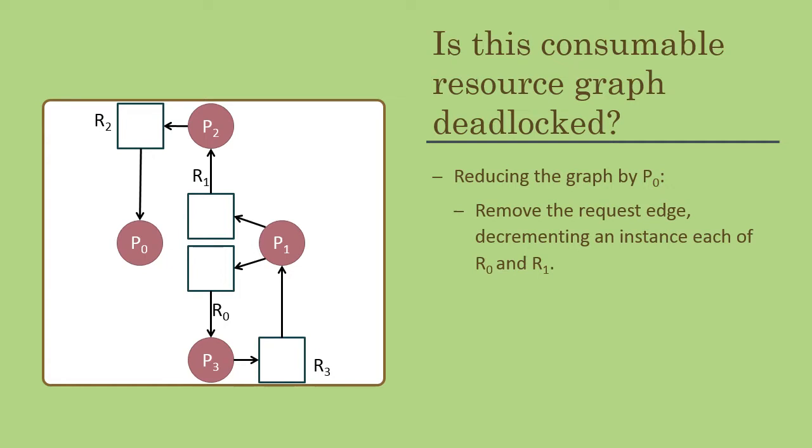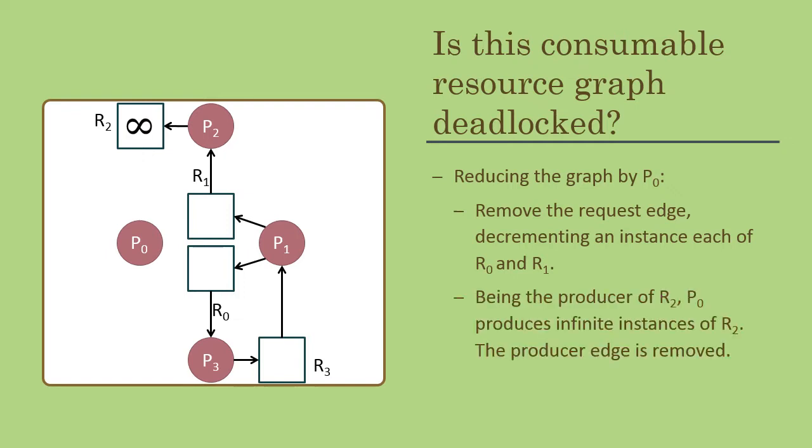Remove the request edges, decrementing an instance each of R0 and R1. Being the producer of R2, P0 produces infinite instances of R2. The producer edge is removed. P2 has unblocked and P1 is now blocked.